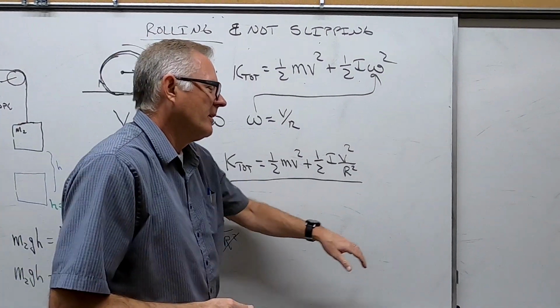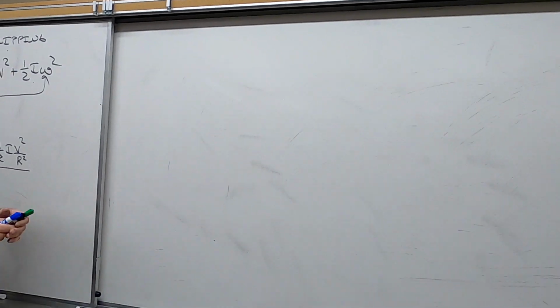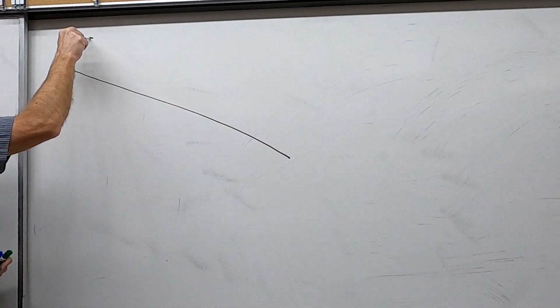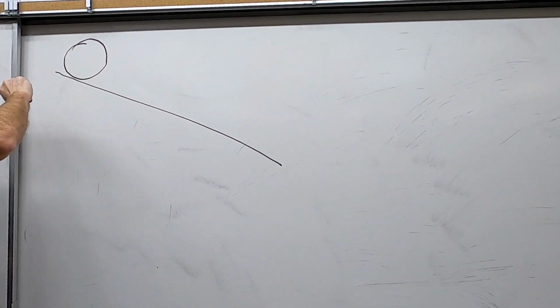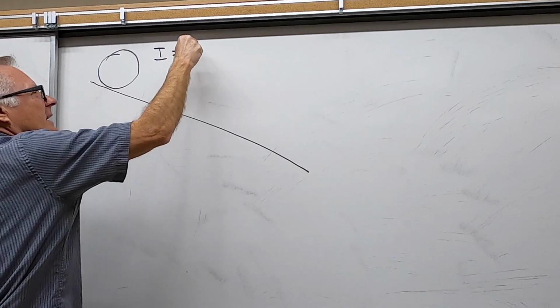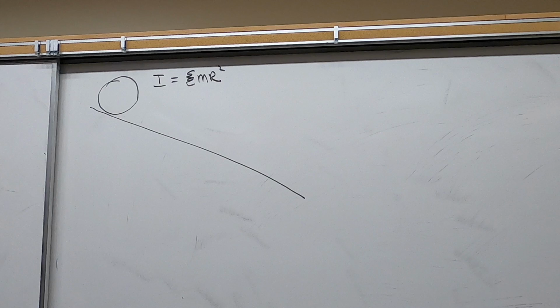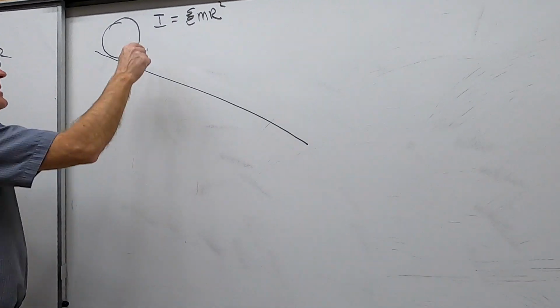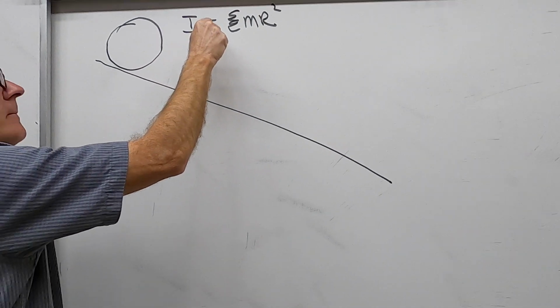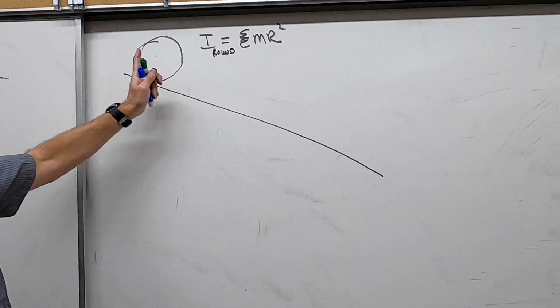Okay, so now I want to show a demo of, suppose we were to put an object on an inclined plane, a round object, and race different round objects down. We said I for a round object is squiggly mr squared, where squiggly is a half for a disk and it's a 1 for a hoop and so on. So this is for any round object. Okay, now we're going to start it from rest, let it go, let it come all the way down.